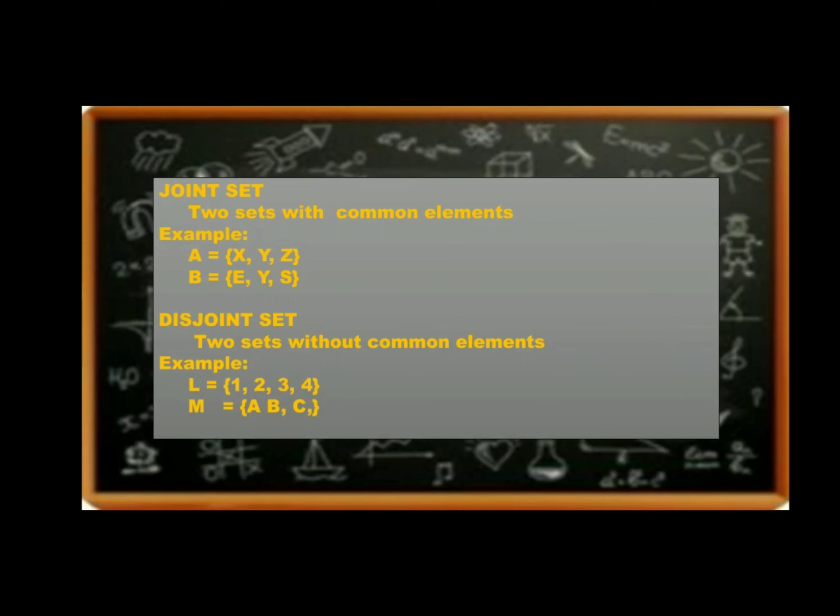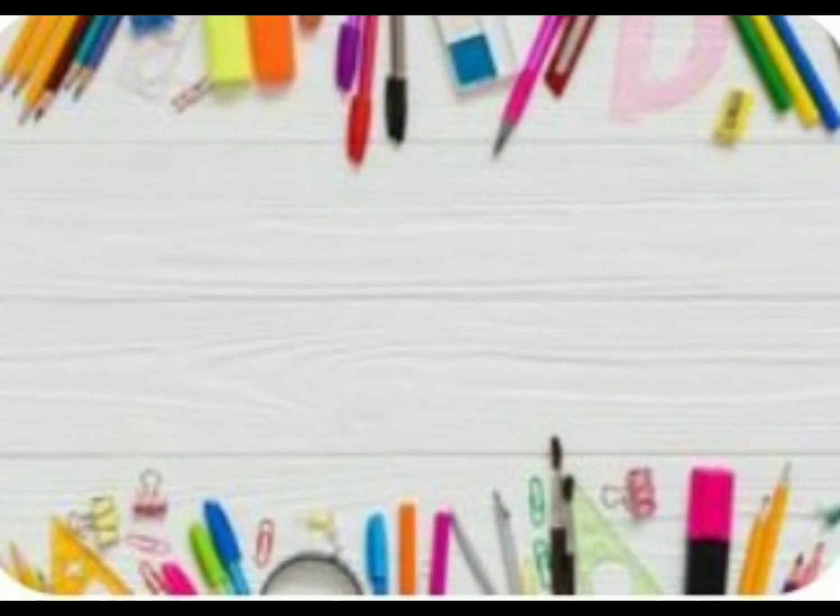While disjoint sets are two sets without common elements. Example, the set L has the elements 1, 2, 3, and 4, while the set M has the elements A, B, and C.